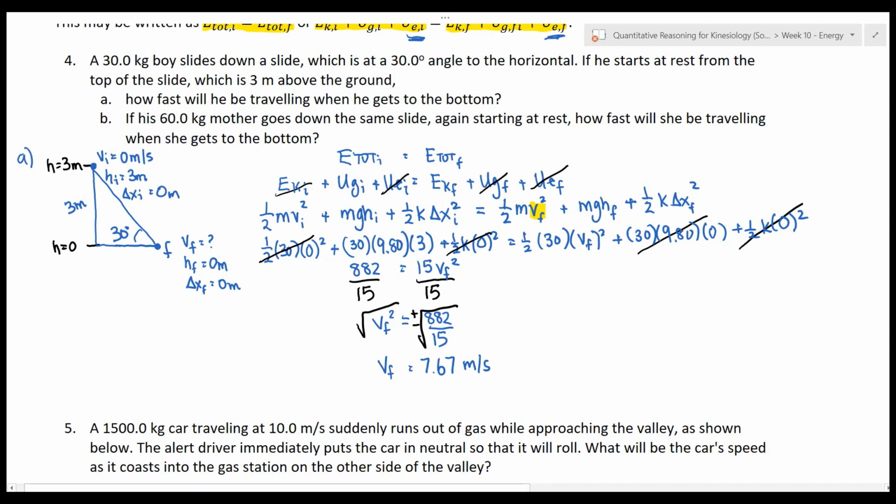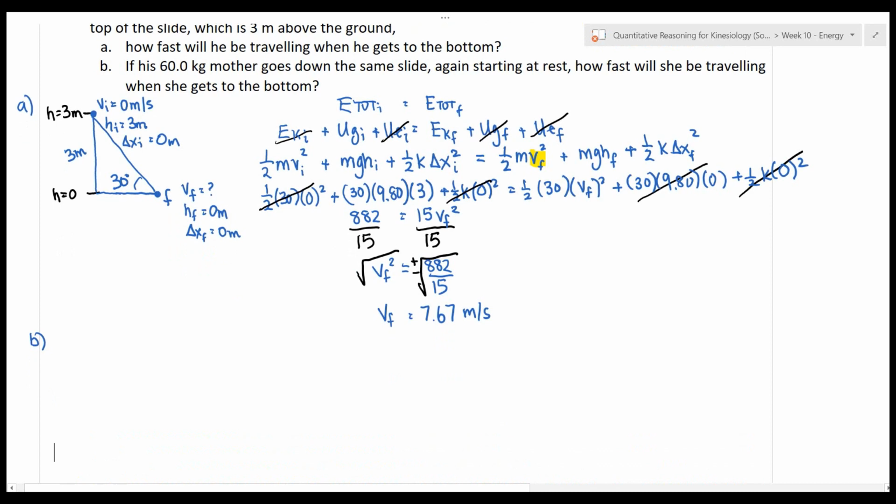Now in part B, the only difference is that instead of the boy who was 30 kilograms going down the slide, we have a 60 kilogram mother that goes down the same slide. Again, starting at rest, we want to know how fast she's going to be traveling when she gets to the bottom. Okay, so the process is all exactly the same. We get to this step right here, and the only difference is that the 30 would become a 60 instead.